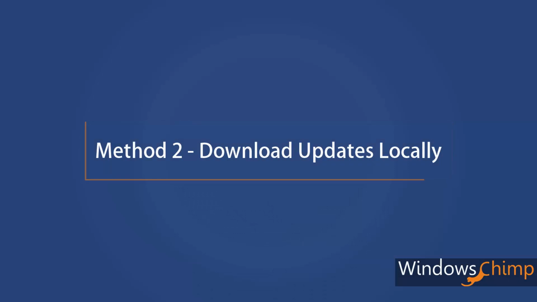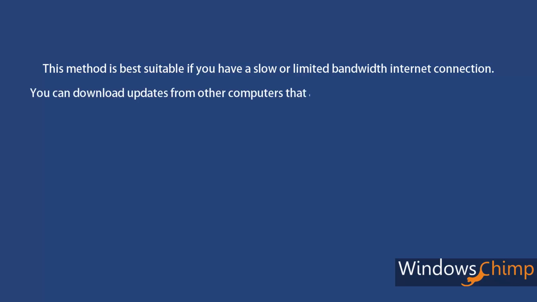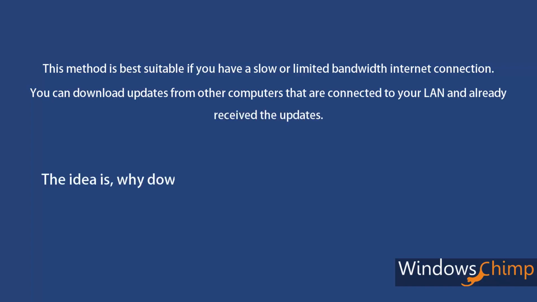Method 2. Download updates locally. This method is best suitable if you have a slow or limited bandwidth internet connection. You can download updates from other computers that are connected to your LAN and already received the updates. The idea is, why download the same files when you can transfer them?